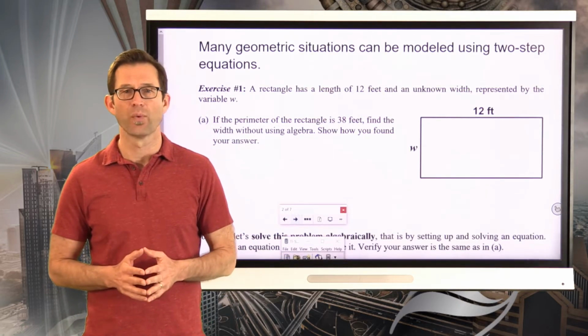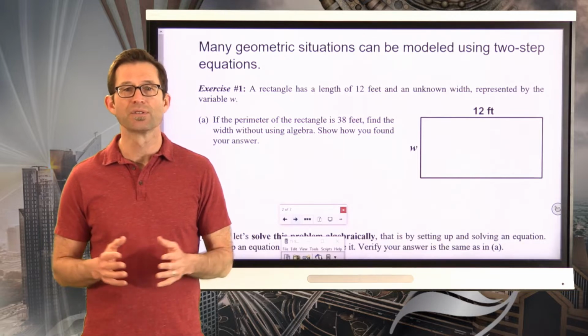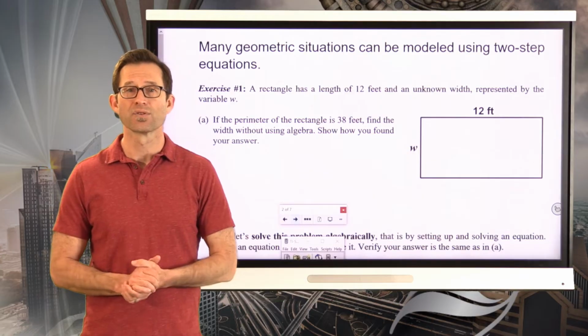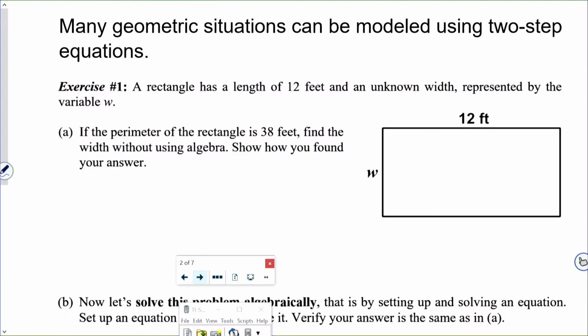Many geometric situations can be modeled using two-step equations, and we're going to take a look at a few of them today. Let's take a look at exercise number 1. A rectangle has a length of 12 feet and an unknown width, represented by the variable w. Letter A says if the perimeter of the rectangle is 38 feet, find the width without using algebra. Show how you found your answer.